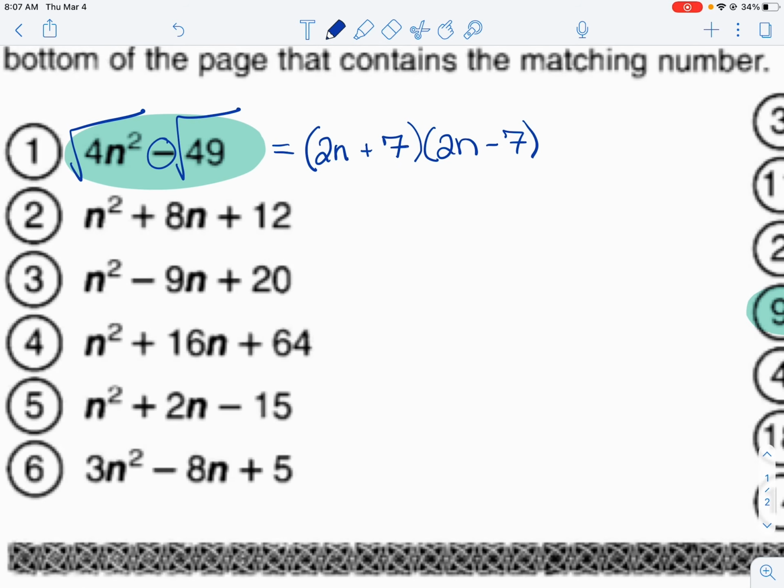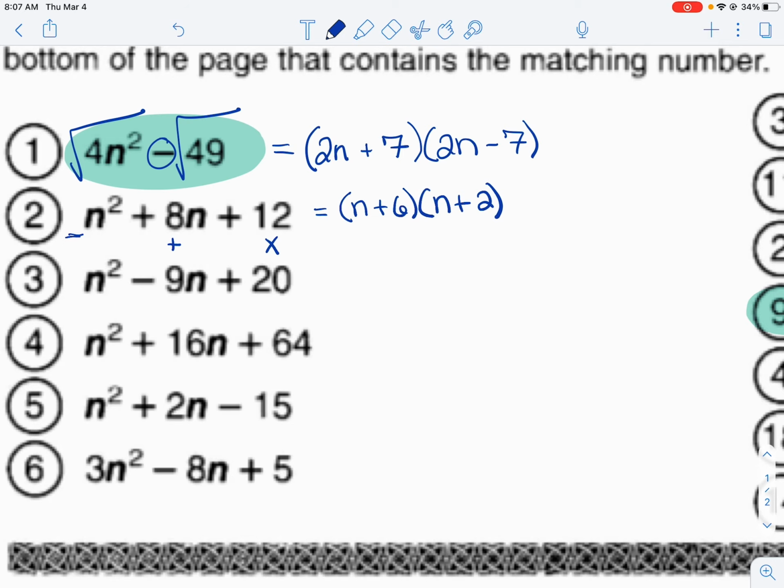Next, we have n squared plus 8n plus 12. So if there's no number in front of the n squared, this is your product sum. So what multiplies to 12 that could add to 8? Well, those two numbers would be 6 and 2. This would be n plus 6 times n plus 2.